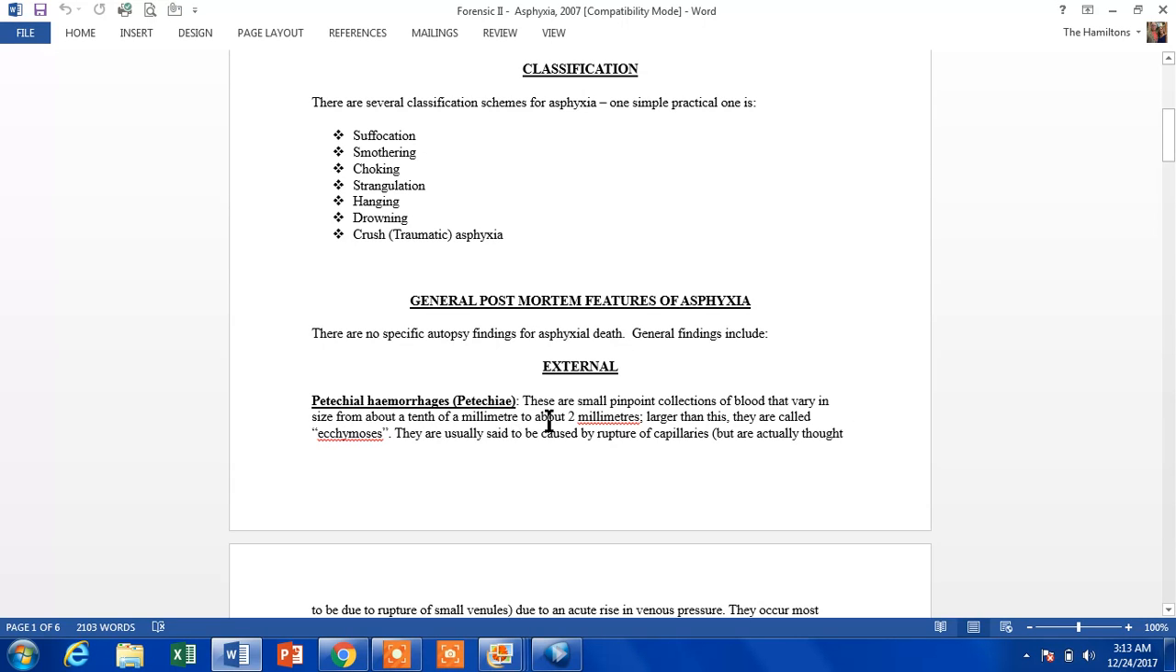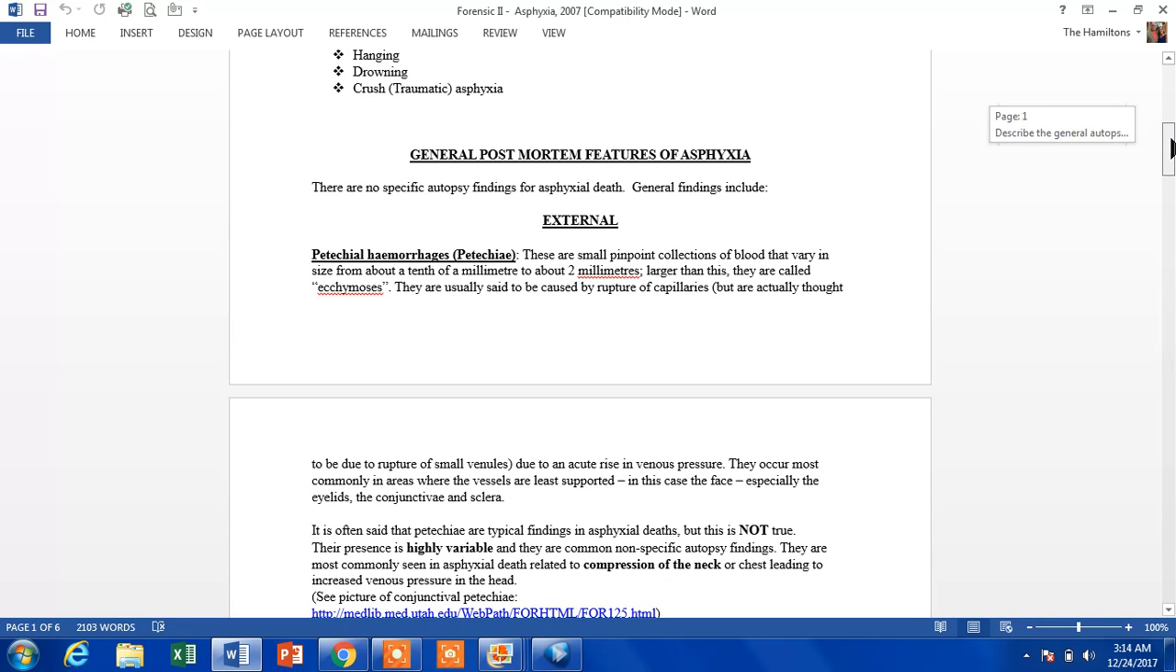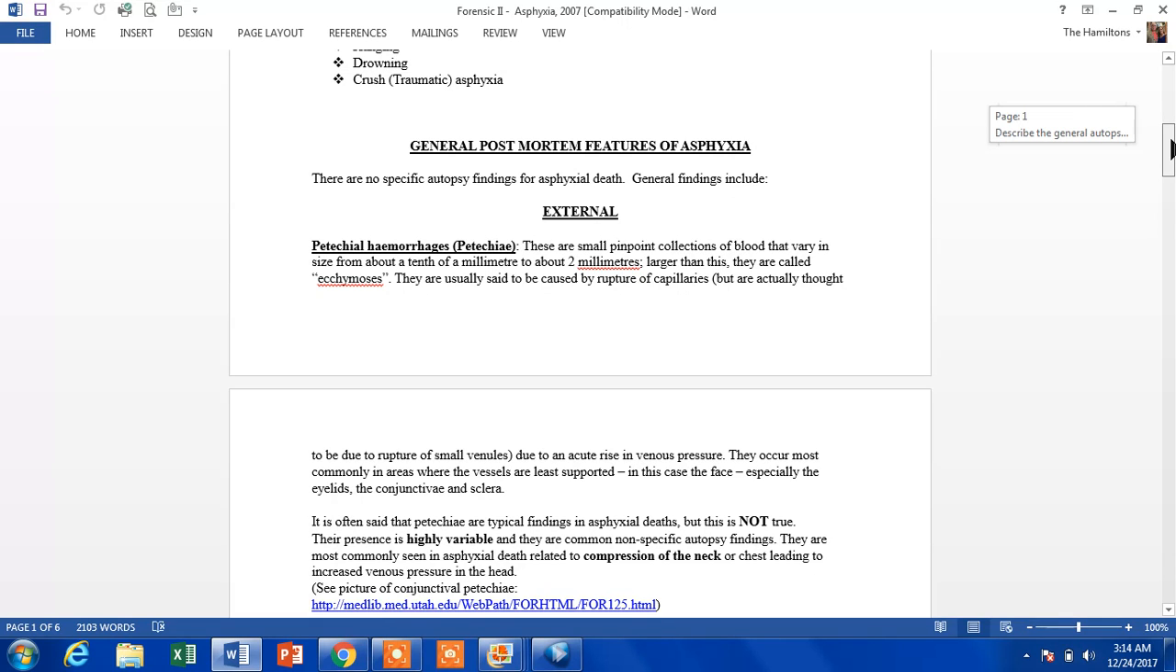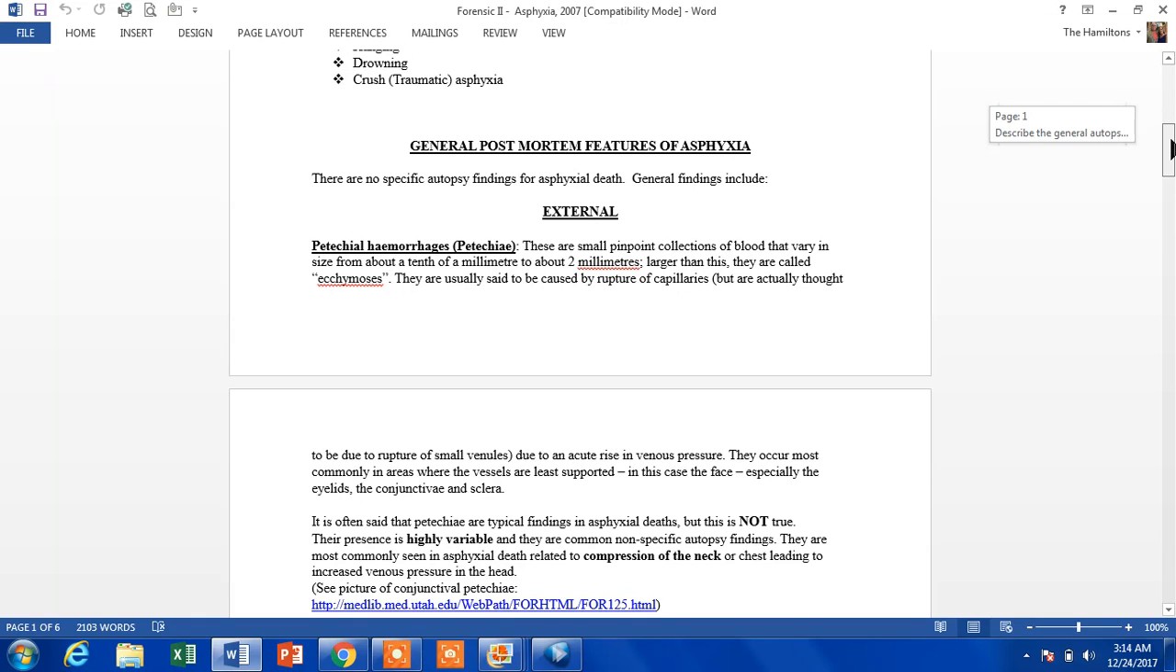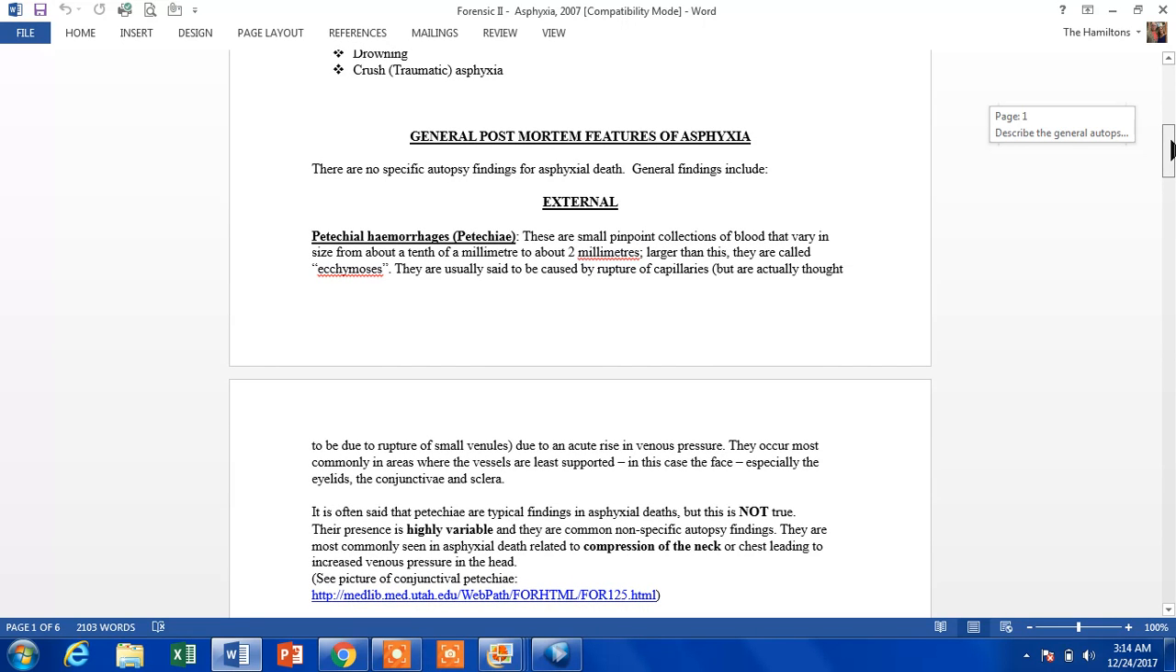petechial hemorrhages. These are small pinpoint collections of blood that vary in size from about 1/10 of a millimeter to about 2 millimeters. Larger than this, they are called ecchymosis. They are usually said to be caused by rupture of capillaries, but are actually thought to be due to rupture of small venules due to an acute rise in venous pressure. They occur most commonly in areas where the vessels are least supported, in this case the face, especially the eyelids, the conjunctiva, and sclera.